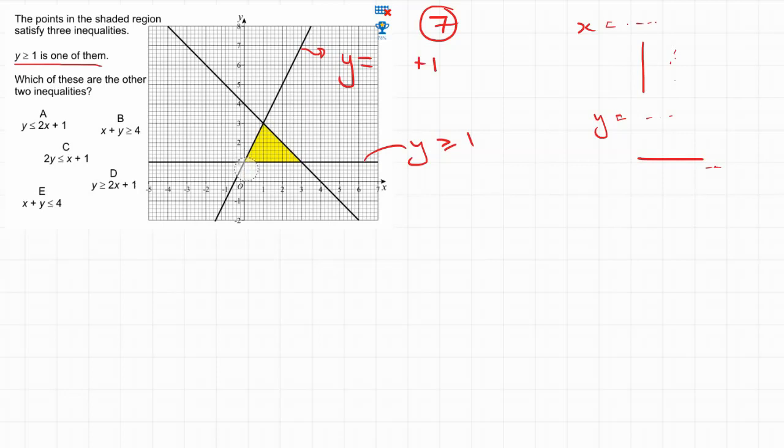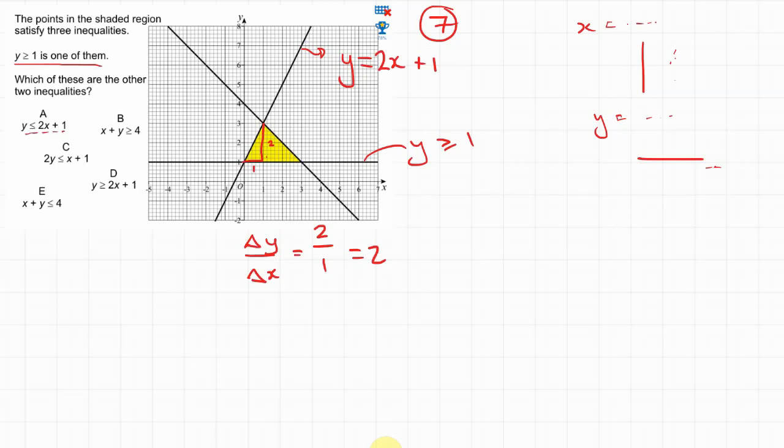So if I rub this out, the gradient's going to be 1 across and 2 up. I made a little triangle on my line, and I've gone 1 across and 2 up. So my gradient is going to be the change in y over the change in x. The change in y is how much I've gone up by, and the change in x is how much I've gone across by. So the gradient is 2. So this line is y equals 2x plus 1.